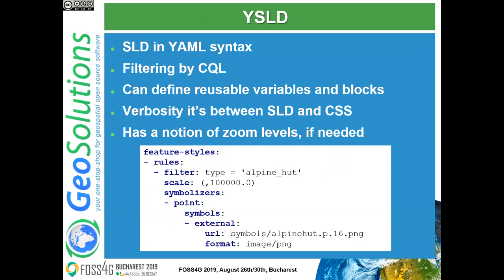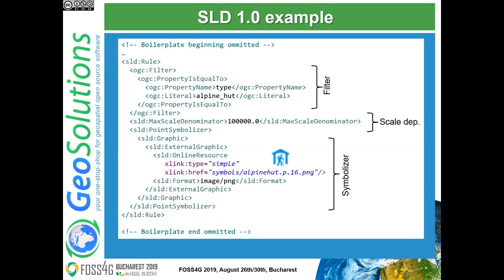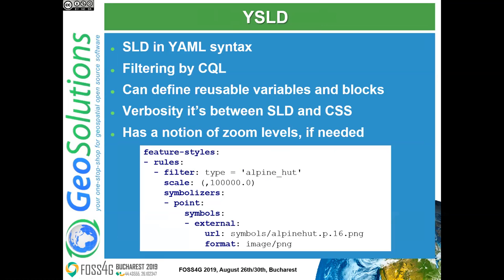Then we have YSLD. It's SLD in YAML syntax. It has defaults. It does away with many of the elements. The filtering is done by CQL. You can define reusable variables and blocks. Verbosity-wise, it's in between SLD and CSS. If needed, it has a notion of zoom levels too. So again, we have the feature type styles and then the rules, and then we say, if type equals alpine hat and the scale is between 0 and 100,000, then symbolize this point using this particular external symbol, which is a PNG. It's better than the XML, especially since I didn't include all the XML that is actually needed, but it's still quite a bit of typing.